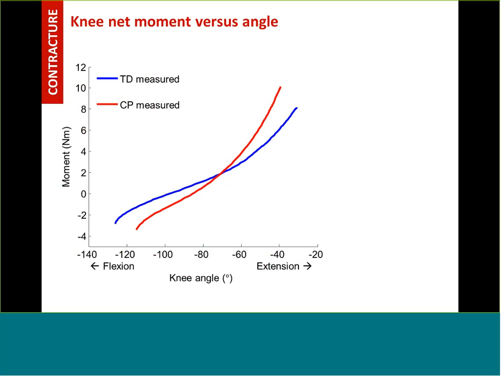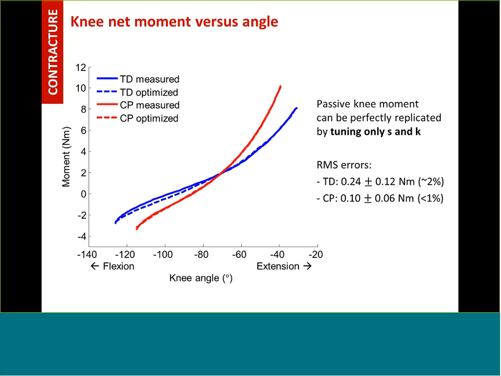Here you see again the measured moment angle curve in solid lines, and I will add now in dashed the optimized curve averaged over all subjects. And as you can see, the measured and the modeled moment angle curve almost perfectly overlap. And this means that the passive knee moment could be perfectly replicated by tuning only S and K, so only the passive fiber stiffness for the hamstrings and fascia.